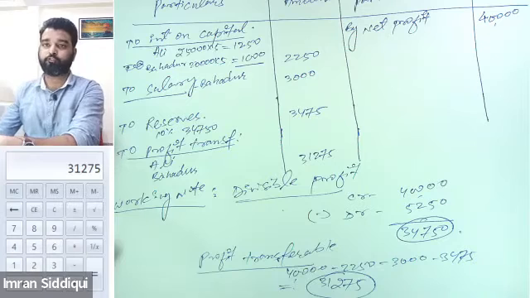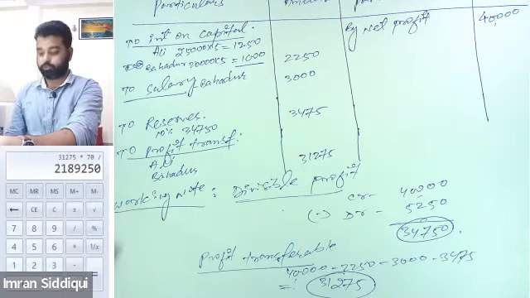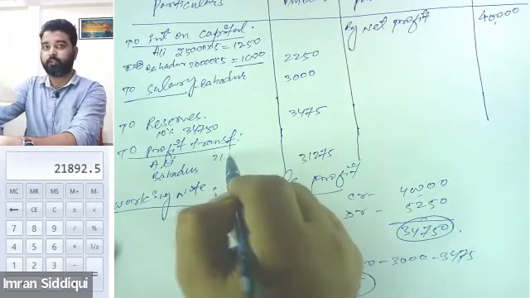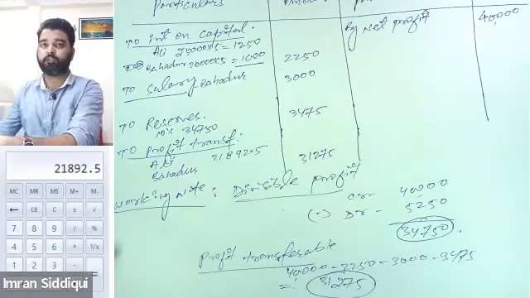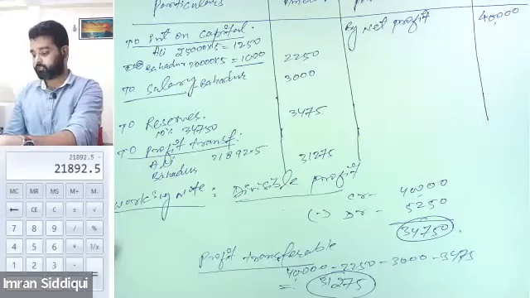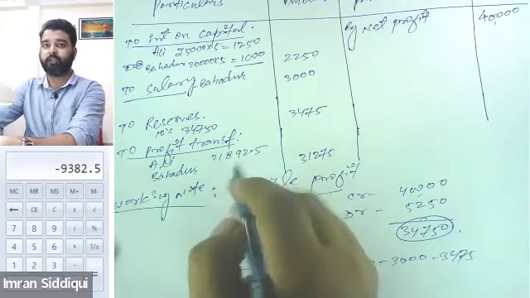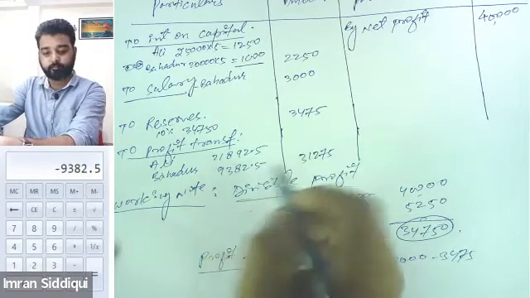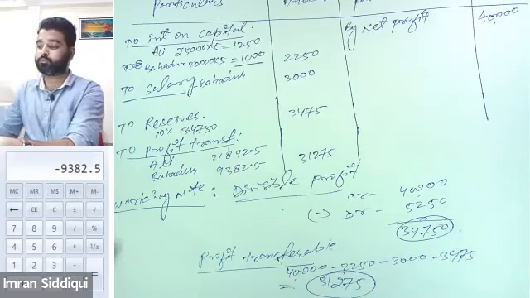So out of 31275, we will give 70% to Ali. It will be 21892.5, and the remaining amount will be 9382.5. This will be given to Bahadur.